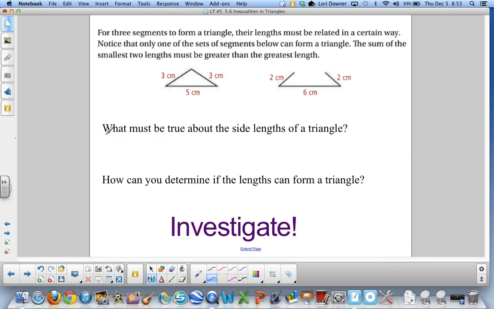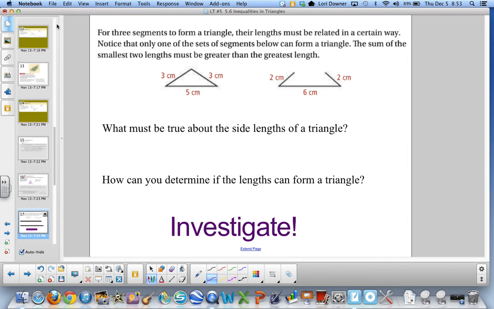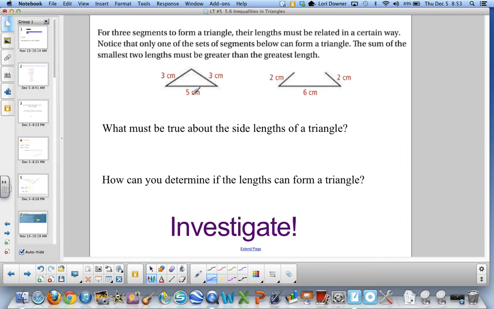All right, we saw back here at the beginning that when we had a triangle, not just any triangle was made by any three lengths. For example, here I've got 3 and 3, which give me 6, and you can see that that helps make this triangle. Here, if I've got a 6 and this is 2 and 2, you can see it does not form a triangle because 2 plus 2 is 4. That's less than 6. So what must be true about the side lengths of a triangle?